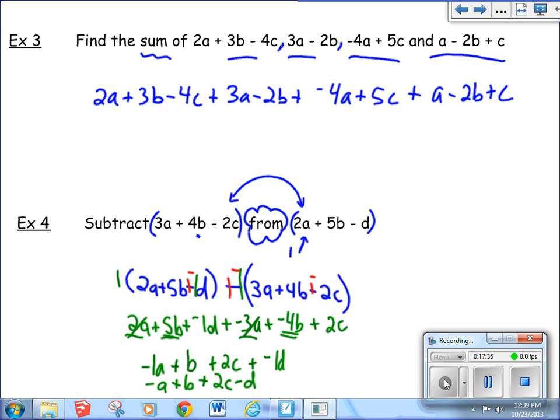Wait, why is the negative 4? Because the negative 1 times positive 4b. Did you lose that one? Yes.